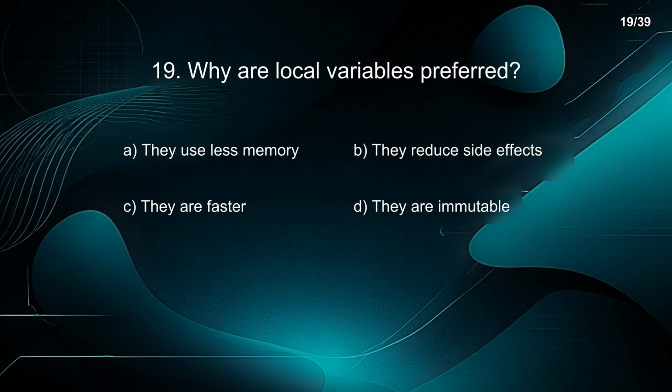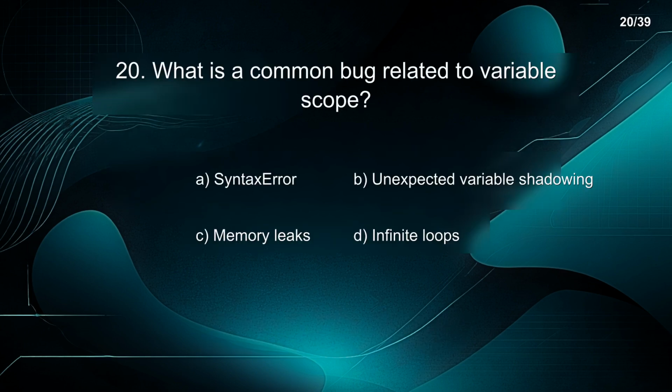Correct answer is B. They reduce side effects. 20th question. What is a common bug related to variable scope? A. Syntax error. B. Unexpected variable shadowing. C. Memory leaks. D. Infinite loops. Correct answer is B. Unexpected variable shadowing.